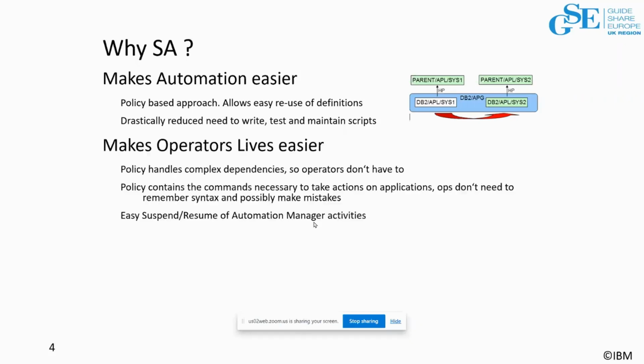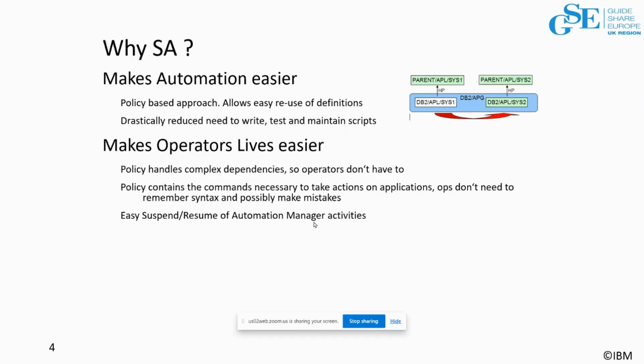So making automation easier is about making the administrator's life easier, but also system automation makes operators' lives easier because the policy handles complex dependencies between elements. That means operators don't have to remember what's dependent on what. The policy contains all the commands necessary to take actions on applications, like stopping and starting things. So the operators don't need to remember what the commands are. They don't need to remember what the command syntax is, and they can't make finger trouble because they're not actually typing commands. And if necessary, the operator can easily suspend and resume automation if something special and unusual needs to happen.